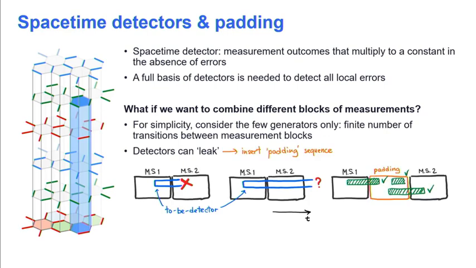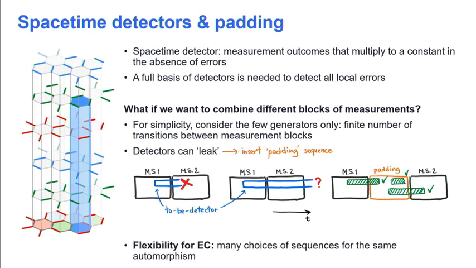Therefore, we solve this issue by introducing padding. Padding is just a measurement sequence that realizes an identity gate. So it doesn't change the computation, but it is introduced between each measurement sequence that does the computation. By introducing these identity gate sequences, we basically allow the detectors to round up.